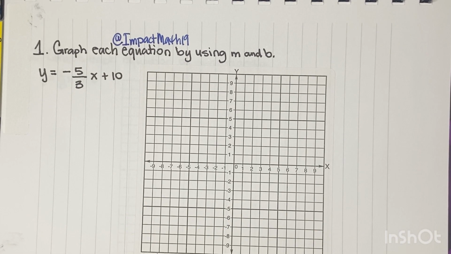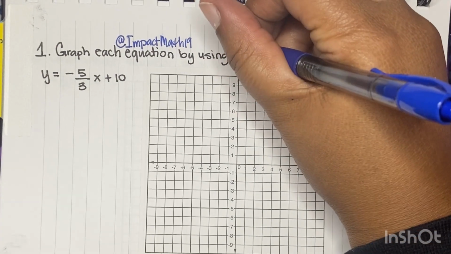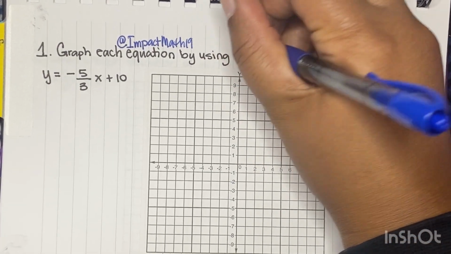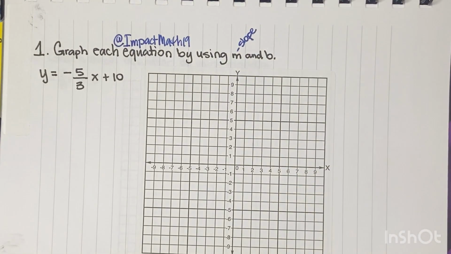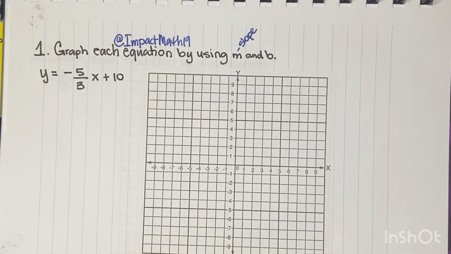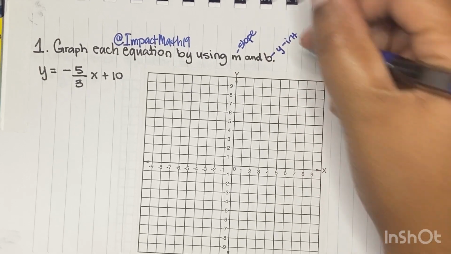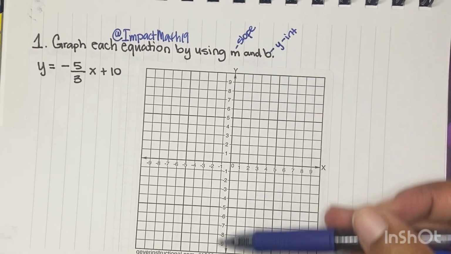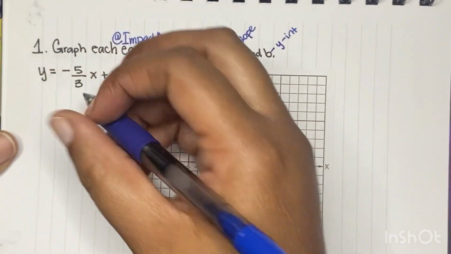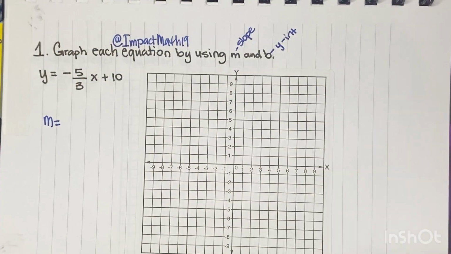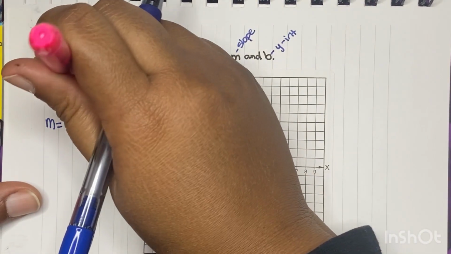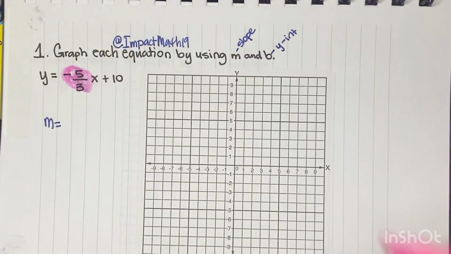Alrighty, we have graph each equation using m and b. Okay, m, what does that stand for? M stands for the slope. Okay, so we're looking for rise over run. The b is our y-intercept. That's where we start on the y-axis. So if we go over here, our m is always attached to the x. So it's the number that's attached to the x.